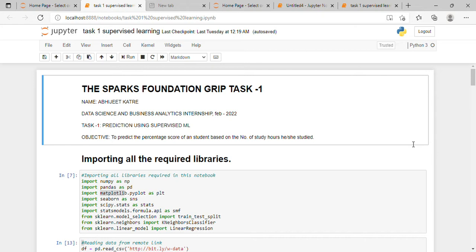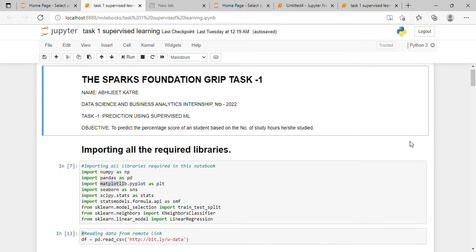So my first task is prediction using a supervised machine learning model. The objective of this task is to predict the percentage score of a student based on the number of hours he or she studied. Basically, in this model we have two variables: the percentage score of a student and the number of study hours.